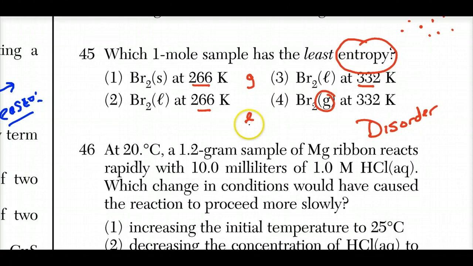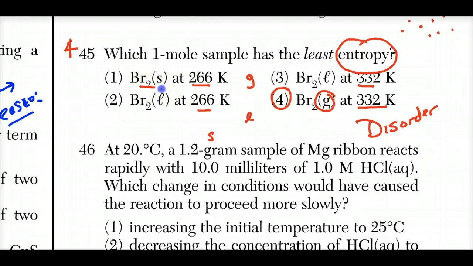Liquids are moving at a pretty good clip, but they're locked to each other in a certain volume, and solids are fixed in one position and vibrate in their fixed position. So gases are more disordered. So I'm looking for the greatest temperature, and a gas would give me the greatest amount of disorder, choice 4.